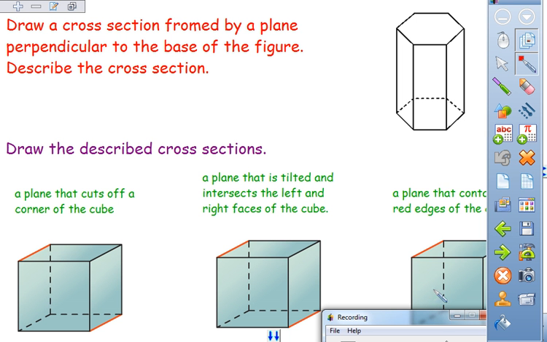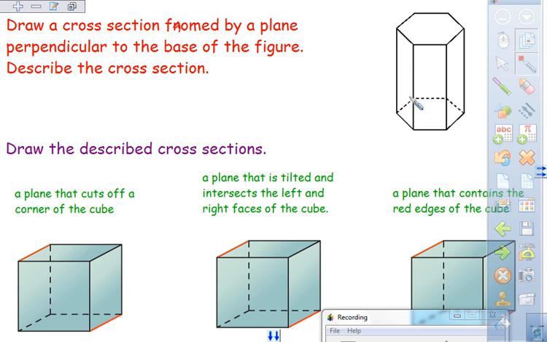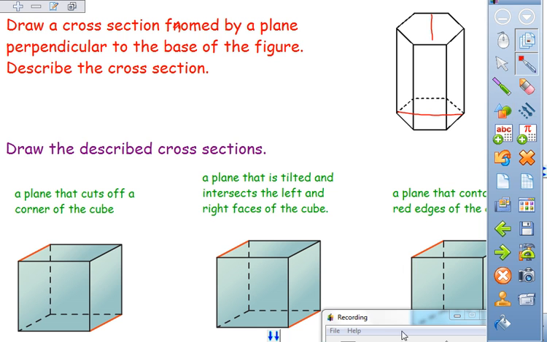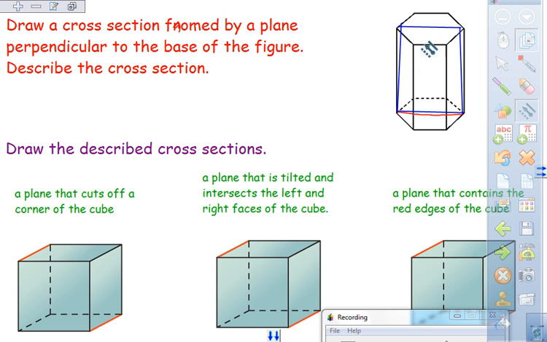The next slide says, draw a cross section formed by a plane perpendicular to the base. So perpendicular to the base, I'm going to go perpendicular to that. So that would be maybe something like this. What I meant to say is I'm going to cut it perpendicular like this so that you can kind of see my cross section. If I draw it perpendicular to the blue, then you can't really see my face. So this would be perpendicular to the base. So that would be a rectangle.